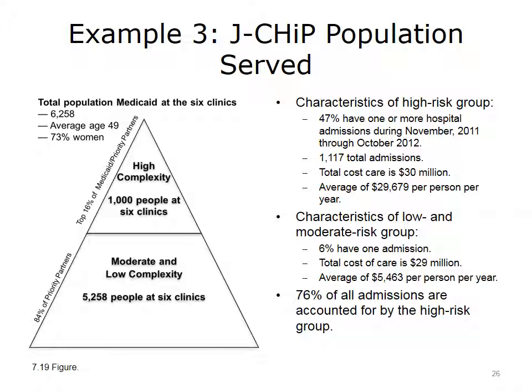Here's a complexity pyramid representing the patients in the previous slide. At the top are the 1,000 high-risk patients who had an average cost of $30,000 per person per year. Of the moderate and low-risk patients appearing here at the bottom of the pyramid, only 6% had an admission. The total cost of this group's care was about the same as for the high-risk patients, though there were about 5 times more patients in the moderate and low-risk group. Their average cost per patient per year was $5,000. So 76% of all hospital admissions were accounted for by people who fell in the top of this complexity pyramid.